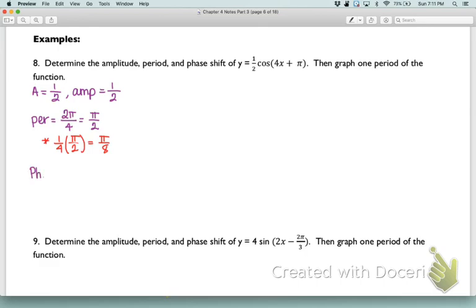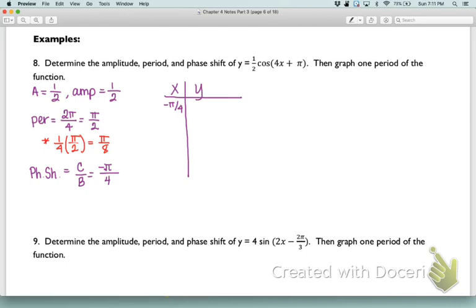Now we need to figure out the phase shift. The phase shift is C divided by B. This function says plus pi, so that means C is going to be negative pi, over B, which is the exact same as it was before, so that's 4. And that doesn't simplify. So the phase shift is negative pi fourths, which means that's where our table is going to start. So we'll set up our x and our y. And our table is not going to start at 0. It's going to start at negative pi fourths.